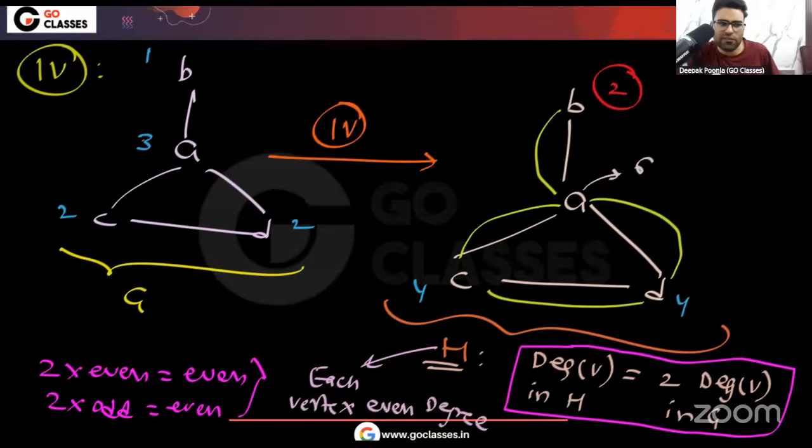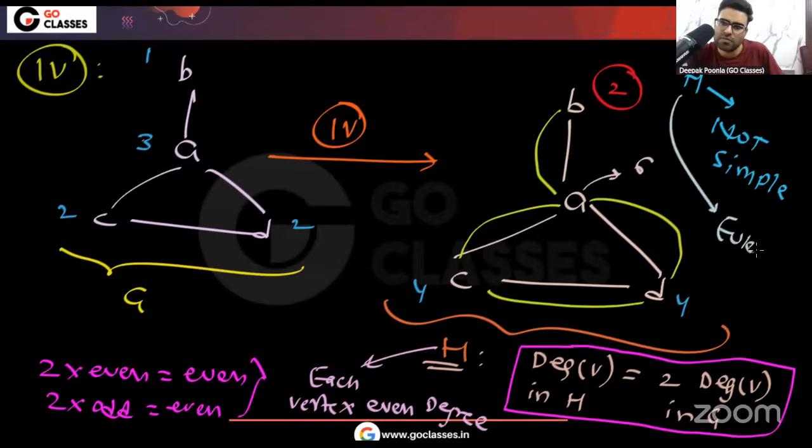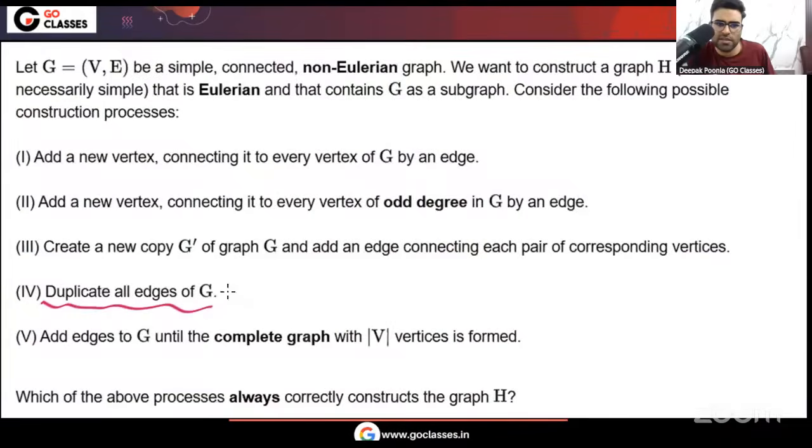And because the old graph G was connected, the new graph is also connected. And in this new graph, every vertex has even degree. So this new graph, even though it is non-simple, this H is not simple because we have parallel edges, but this is Eulerian. Yes or no? This is what the question is asking. So yes, this will work. So far these two are working.